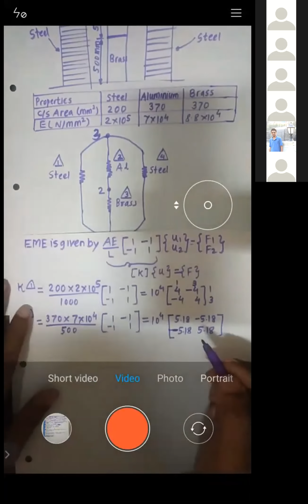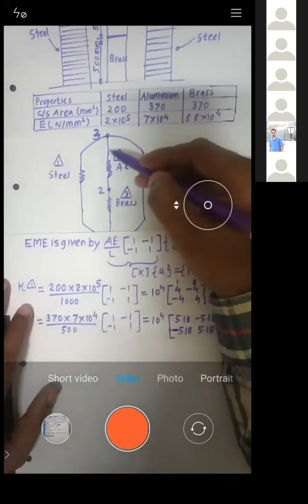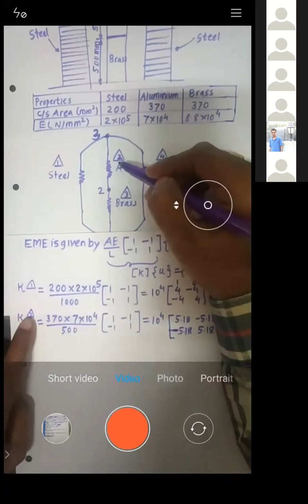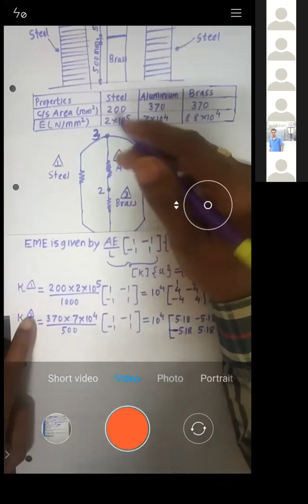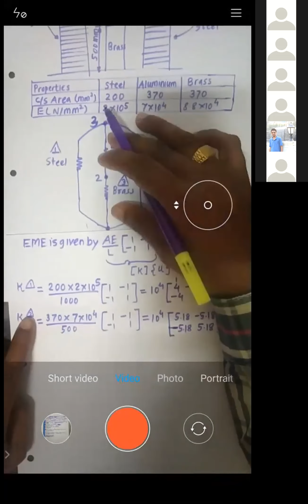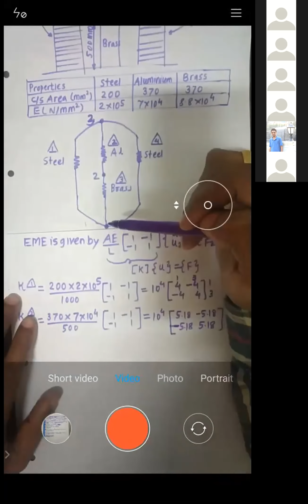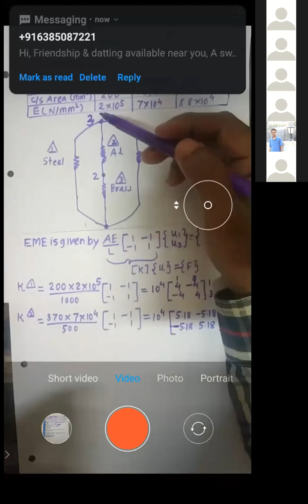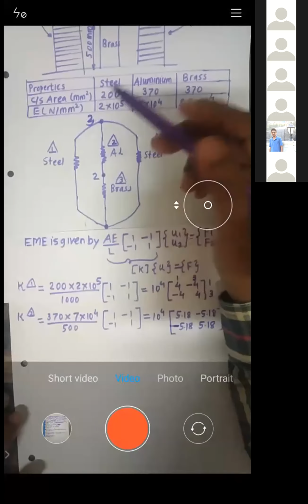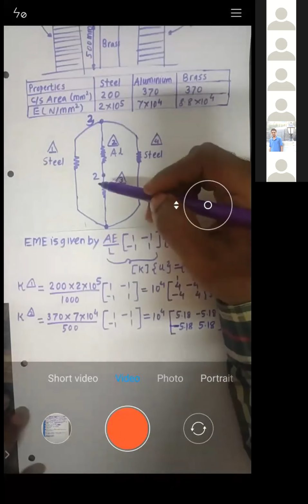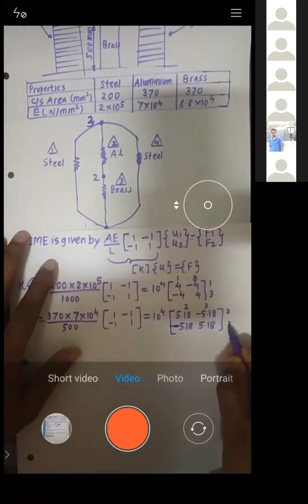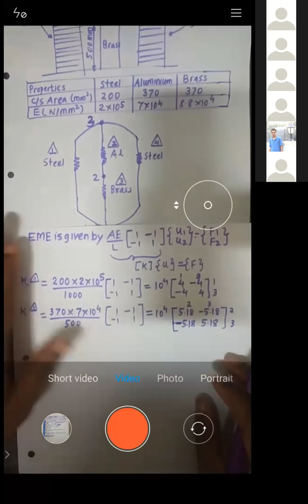Now go to this element number 2, because we are writing the stiffness matrix for element number 2. Element number 2 is between 2 and 3. Because for element number 1, I moved from bottom towards up and gave the notation 1, 3. Similarly for element number 2, I need to give 2, 3. Is it okay?